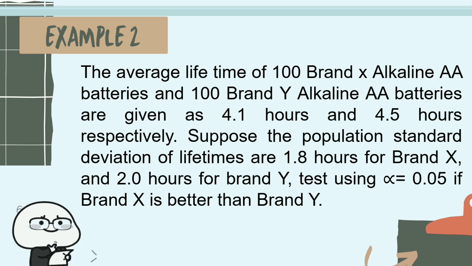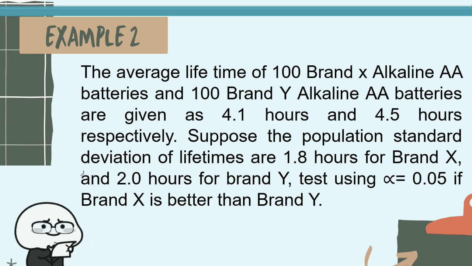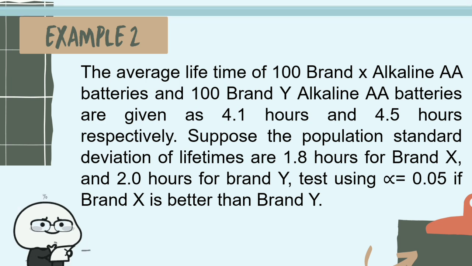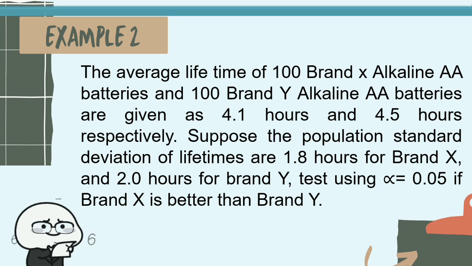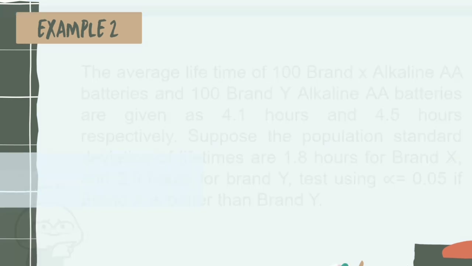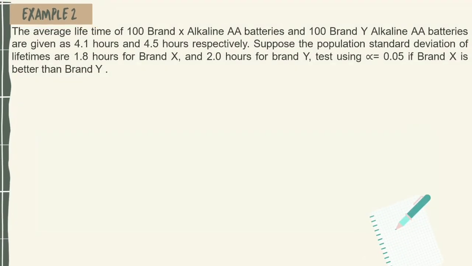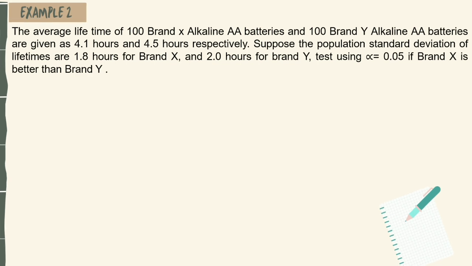For you to understand it, let us have our last example. The average lifetime of 100 brand X alkaline AA batteries and 100 brand Y alkaline AA batteries were given as 4.1 hours and 4.5 hours respectively. Suppose the population standard deviations of lifetimes are 1.8 hours for brand X and 2.0 hours for brand Y. Test using alpha 0.05 if brand X is better than brand Y. First, we need to analyze the given. We need to test if brand X is better than brand Y.